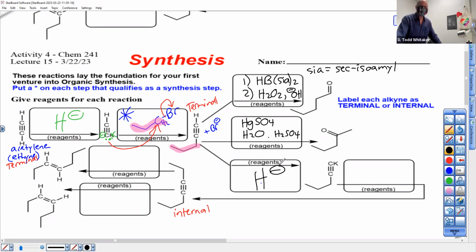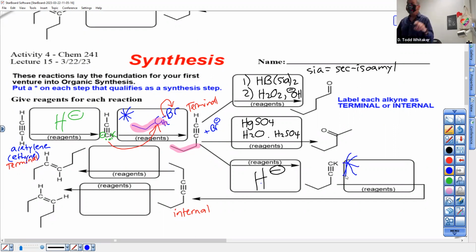Okay? There was the conjugate base of an alkane. There was the conjugate base of an alkene. There was the conjugate base of an amine. And then this was the 4th one, H minus. And it's time to do what? This carbon's going to end up with a new bond to carbon. What's that called? Synthesis.